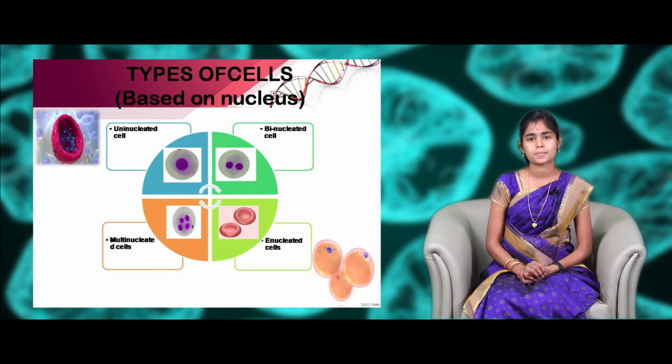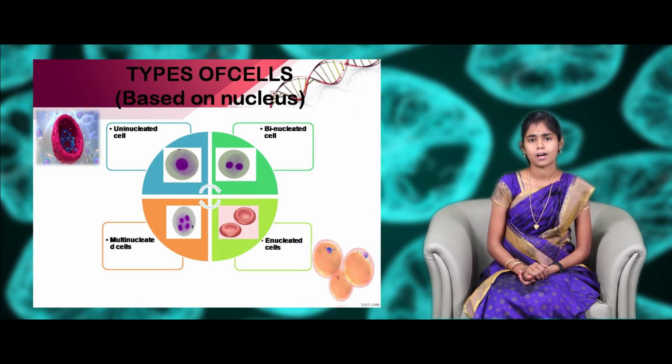Now, coming to types of cells based on the number of nuclei. They are classified into 4 types. One is enucleated, then uninucleated, binucleated and multinucleated cells. From the name itself, you have some idea, right? Uninucleated cells have only one nucleus. Multinucleated cells have more than 2 or 3 nuclei.